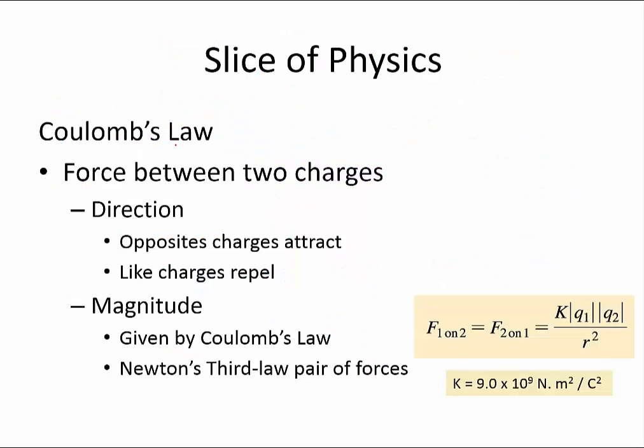This slice of physics covered Coulomb's law, where we understood everything about the force between two charges. We had already seen that their directions are dependent on their specific types, positives and negatives. We get that using this fact that opposite charges attract while like charges repel. And the equation form of Coulomb's law gives us the magnitude of the forces, which depends on the absolute values of the two charges, the distance between them, and this universal constant called the electrostatic constant. And we saw that the forces of the charges on each other form this Newton's third law pair of forces. So they're always equal in magnitude and opposite in direction.